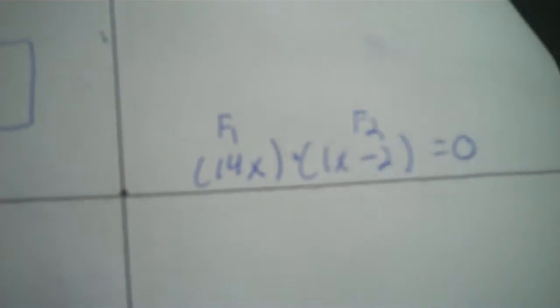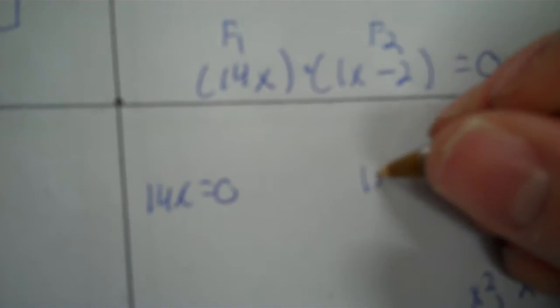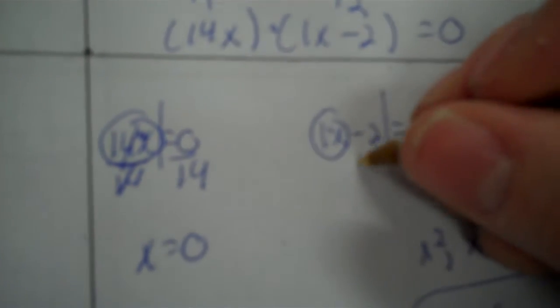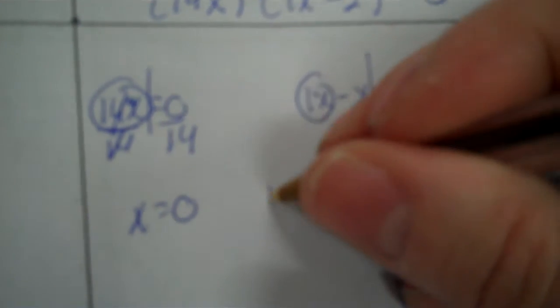Now it's in factored form. F1, F2. So 14x could equal 0, or 1x minus 2 could equal 0. So here you're dividing by 14, that's it, and x equals 0. Over here, you've got times and minus, so you take out your minus with a plus 2, and that's 2. Then you divide by your 1. 2 divided by 1 is 2.